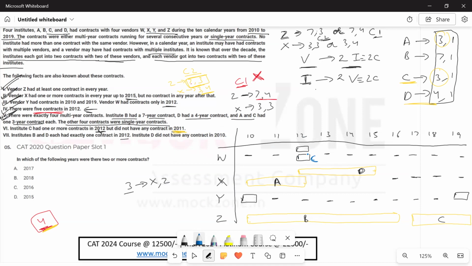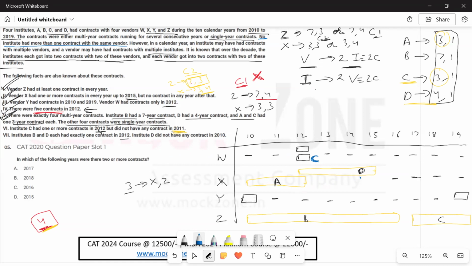Both cannot be C, because a contractor cannot take two contracts from the same institute in the same year. ठीक है? See, it is written here also. No institute had more than one contract with the same vendor. So both cannot be C. One of them will have to be C. What will be the other one? The other ones can be.